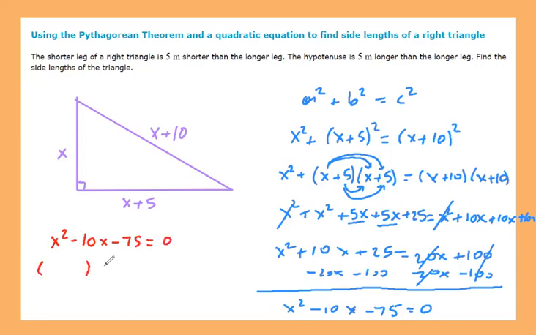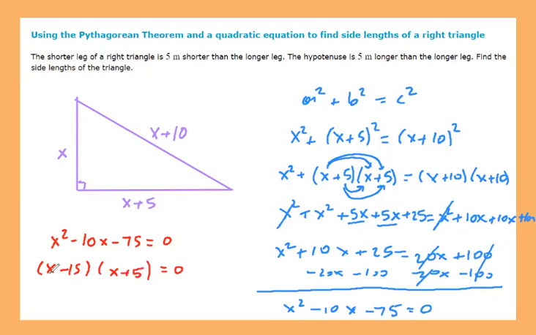Your goal is to find two factors such that when you multiply them, you get those three terms. Usually we look at this number right here: we'd like to find two divisors of negative 75 that, when you add them, give this number, negative 10. That looks like 15 and 5, but I need negative 15 to get negative 10. So I will go with x minus 15 and x plus 5.